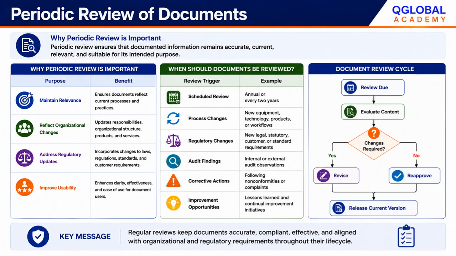The process begins when a review is due. The document content is then evaluated to determine whether it remains accurate and suitable. At this stage, a decision is made: are changes required? If changes are needed, the document is revised. If no changes are required, the document is reapproved to confirm its continued validity. In both cases, the process ends with the release of the current version, ensuring that only approved and updated documents are available for use.